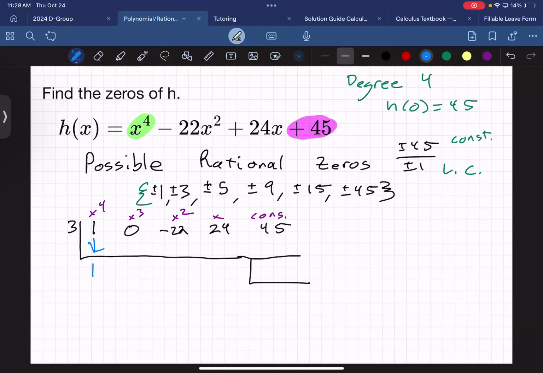Hey, 1 times 3 is 3. Bring it down. 3 times 3 is going to be 9. If you're stuck here, your calculator can do it for you, right? That's the nice thing about it. Negative 13, and then it's 39. Negative 39, which gives us negative 15.